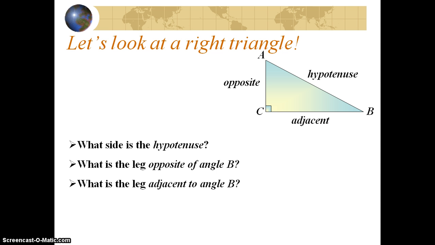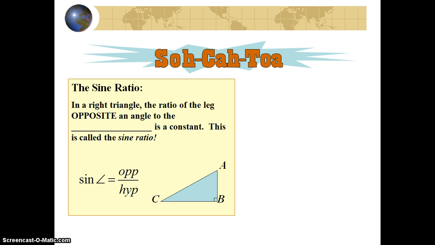We will be using the vocabulary of hypotenuse, opposite, and adjacent throughout this whole lesson and in class. You could also write these out as answers, like the hypotenuse is line segment AB, the leg opposite is line segment AC, and the leg adjacent is line segment CB.